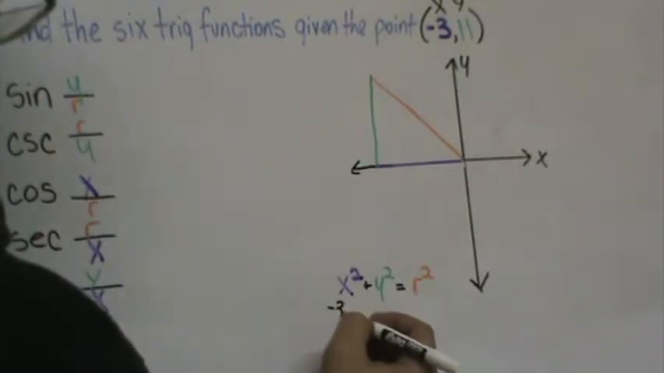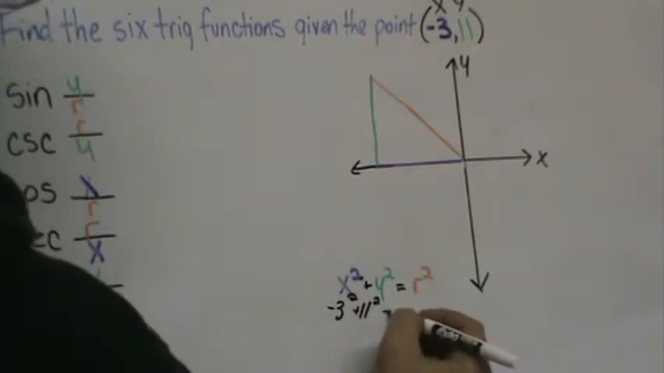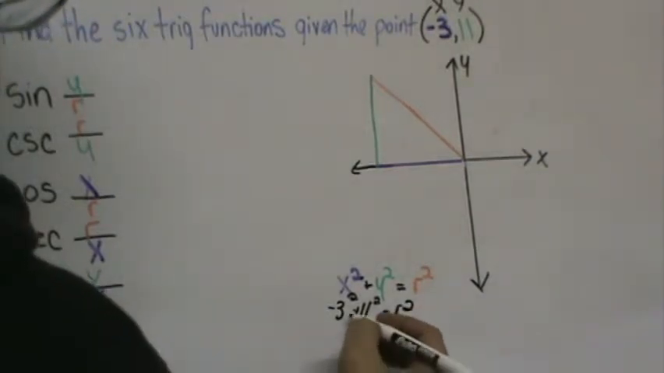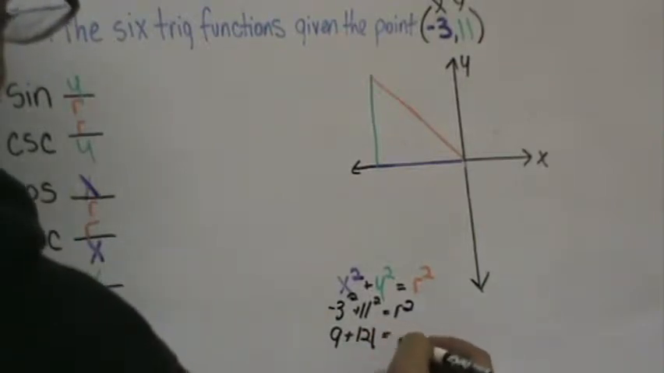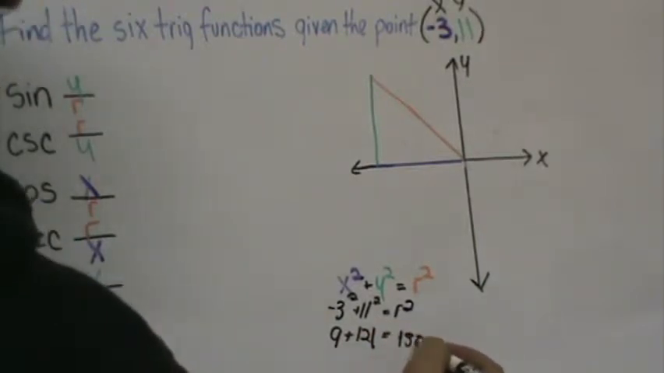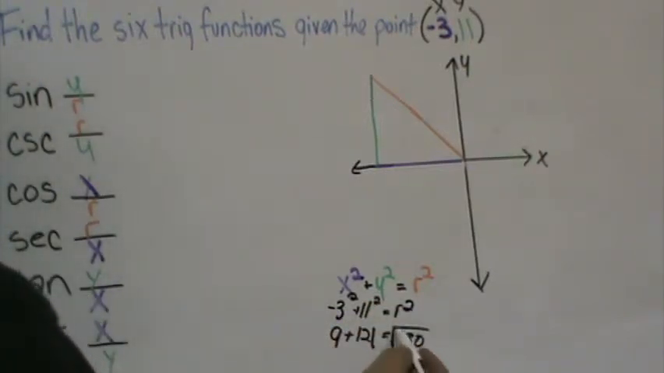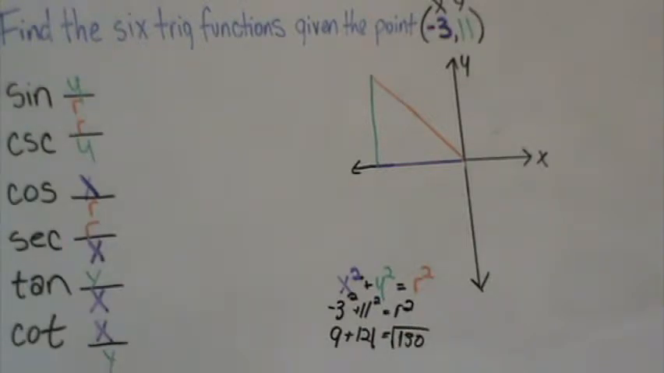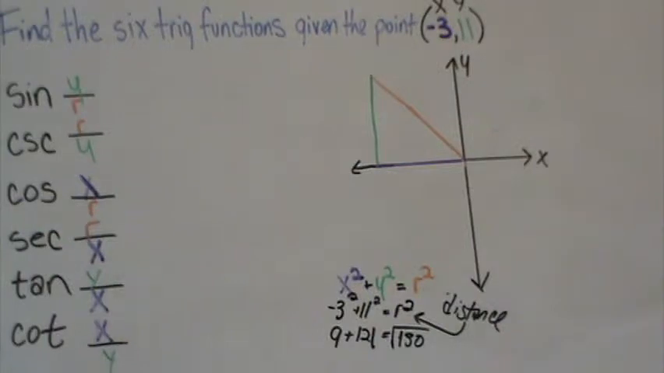We have (-3) squared plus 11 squared equals r squared. So we have 9 plus 121 equals 130. Now we have r squared, so we have to take the square root. Do I put a plus or minus in front since I'm squaring? No, we're just going to leave it as positive because r is distance, right? And since it's a distance, there is no negative distance, so it has to be positive. So remember what r is graphically.